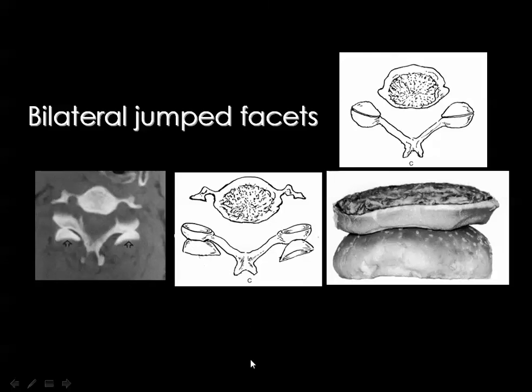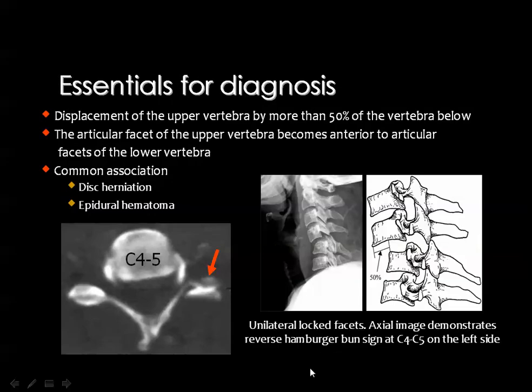This facet locking can occur unilaterally or may occur bilaterally, as you can see here in this case. Then in the plain X-ray, you can appreciate this appearance of facet locking. This is the diagram showing the normal relation between the superior facet and the inferior facet. The superior facet should be posterior to the inferior one, but this is an abnormal relation because the superior facet now is anterior to the inferior facet, and this is what we call facet locking, which is clearly demonstrated here. This is the normal relation and this is the abnormal relation.